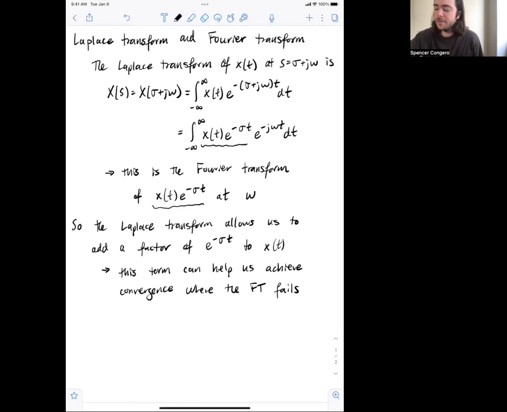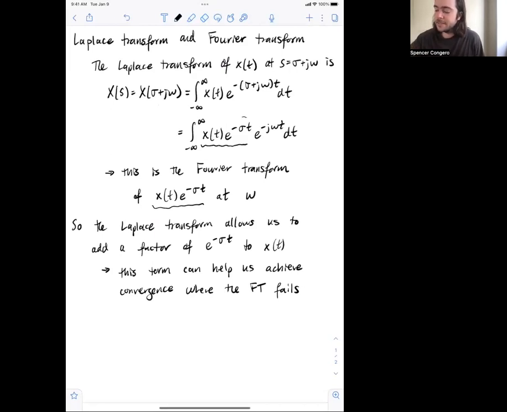But with the Laplace transform, it's more general. It allows you to add this factor in so that maybe now that I have x of t times this factor, e to the negative sigma t, I can get this integral to converge. And all of the points s, all of these points sigma plus j omega, where this integral does converge, that's what we call the region of convergence for the Laplace transform.